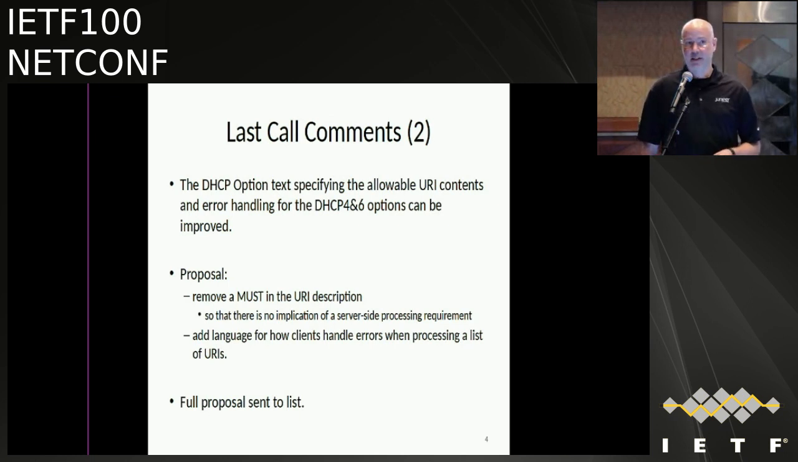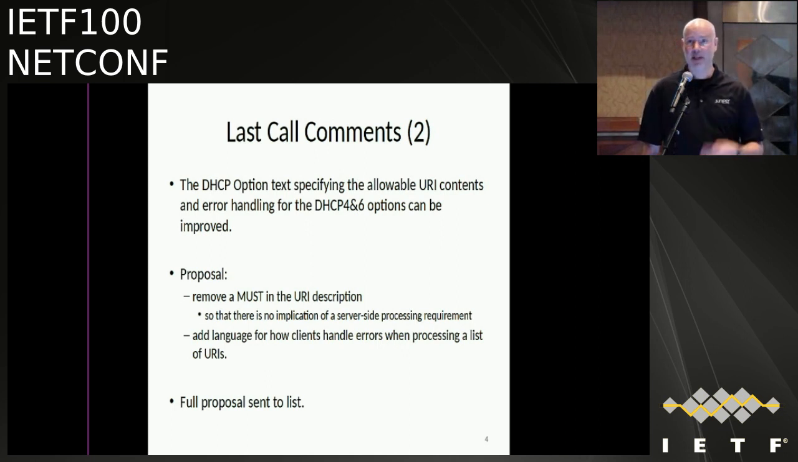Second comment, which was posted to the list, this is actually from the social. On Sunday night, my co-authors and I were talking to the DHC working group chair, and it was stated that we should be very careful about the must that was in the definition of the DHCP option. The DHCP option currently is specifying allowable URI contents and error handling that can be improved. The proposal is to remove the must in the URI description so that there's no implication of server-side processing. What we've been told is that whenever DHCP options go for review, they inevitably get kicked back if there's any implication that there's a requirement for server-side processing. So we wanted to eliminate that so we don't have that problem.